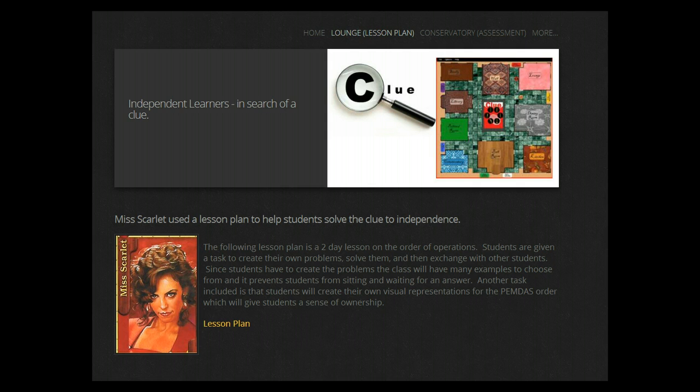In the lounge, Miss Scarlett used a lesson plan to help students solve the clue to independence. The lesson plan is a 2-day lesson on the order of operations. Students are given a task to create their own problems, solve them, and then exchange with other students. Since students have to create the problems, the class will have many examples to choose from, and it prevents students from sitting and waiting for an answer. Another task included is that students will create their own visual representations for the PEMDAS order, which will give students a sense of ownership.